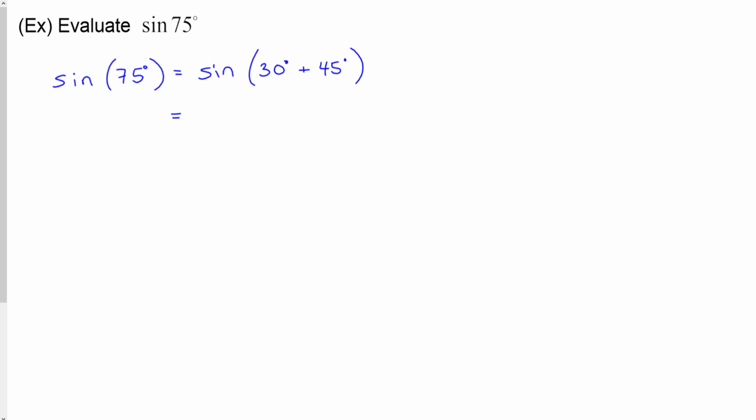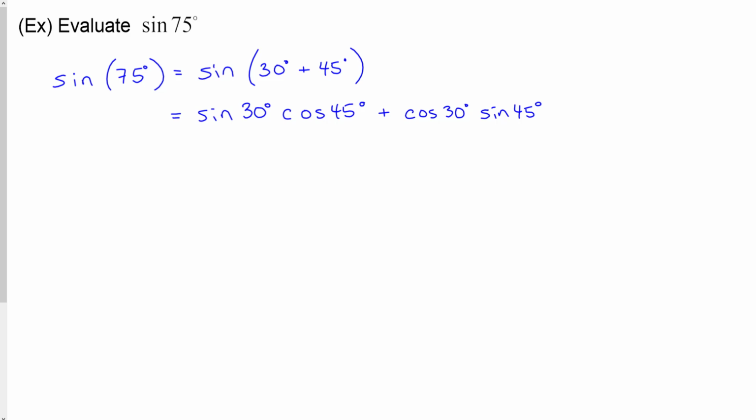And this is the sum of two angle measures, so we could write this now as the sine of 30 degrees times the cosine of 45 degrees plus the cosine of 30 degrees times the sine of 45 degrees. So using my sum identity, this is what I come up with.